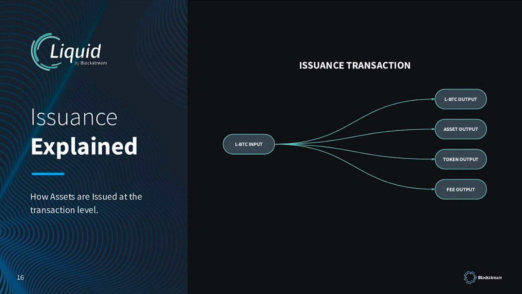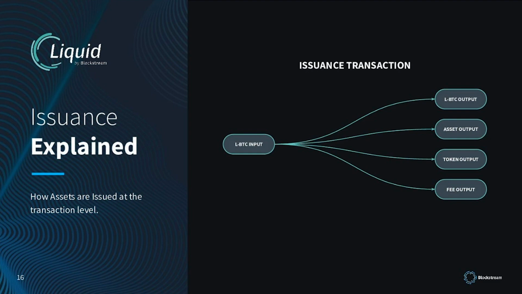There's always going to be a Liquid Bitcoin output in this case. There's going to be an asset output. There's going to be a token output if I'm doing a reissuance token. And a fee will always be there, just to make sure it gets confirmed on the blockchain. When we create one on our own, I'm going to look at the Explorer and show you exactly how that works.